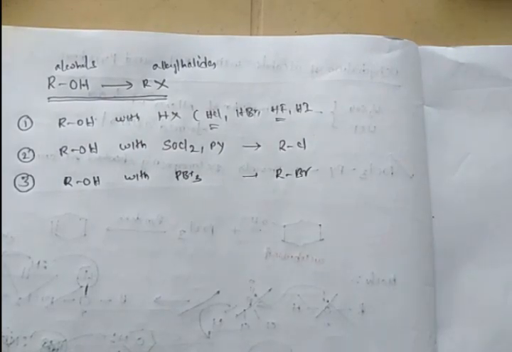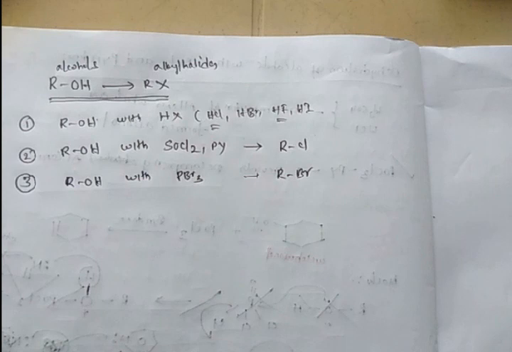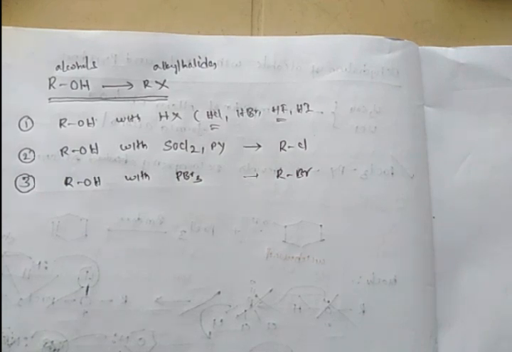The first is treatment of alcohols with hydrohalides, and the second method is treatment of alcohols with thionyl chloride in the presence of pyridine. This transformation offers us alkyl chlorides. When you treat these alcohols with phosphorus tribromide, we will obtain alkyl bromides. So all these three reactions are mechanistically called nucleophilic substitution reactions.